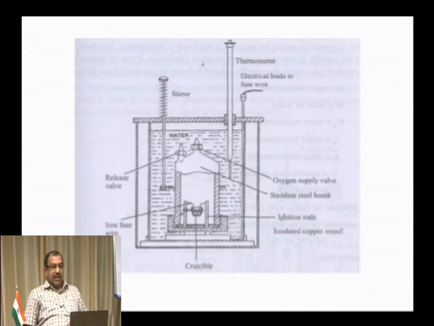Now this is a sketch. It consists of these main parts: bomb, stirrer, chamber, intake valve, release valve, oxygen supply valve, ignition bulb and crucible, and a thermometer to record the temperature.